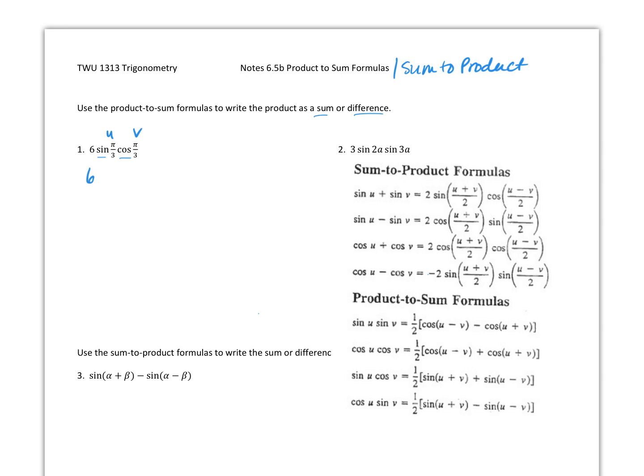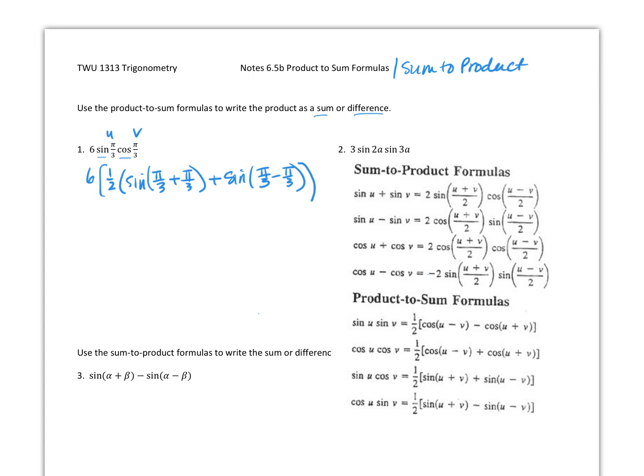So if I rewrite this, I'm going to say 6 times 1/2 times the sine of pi over 3 plus pi over 3, plus the sine of the difference, pi over 3 minus pi over 3. Okay?